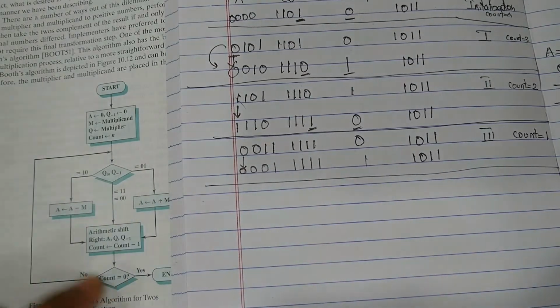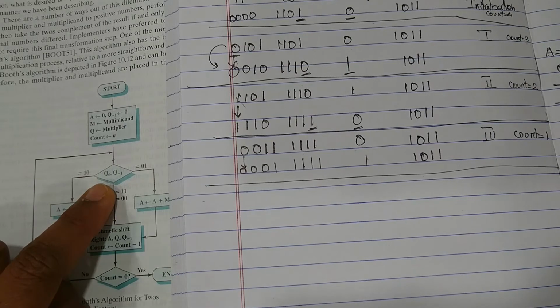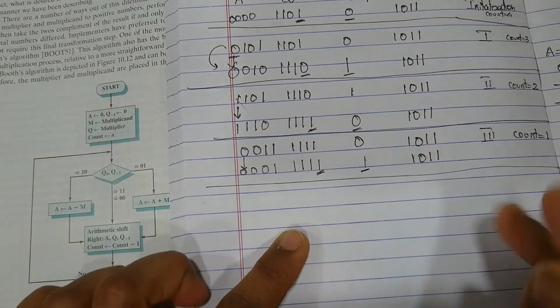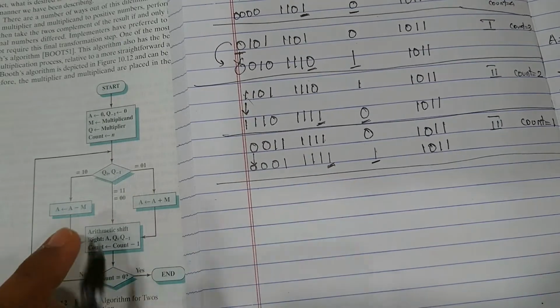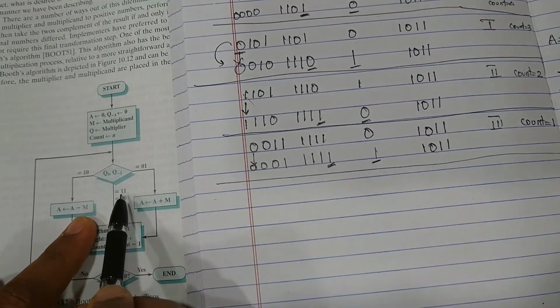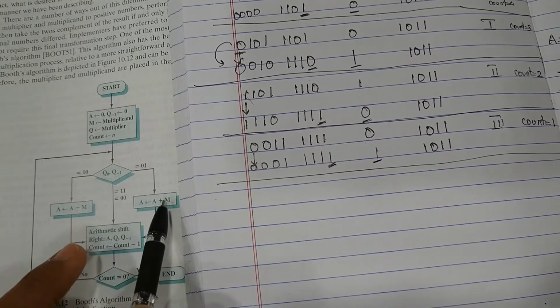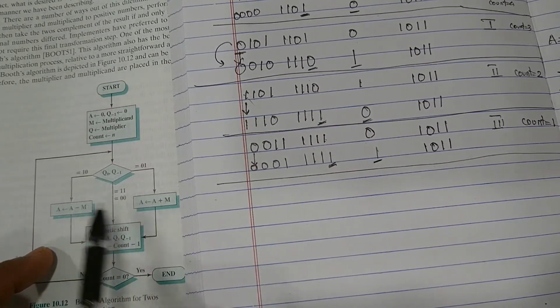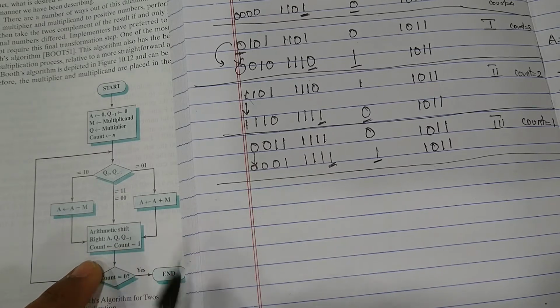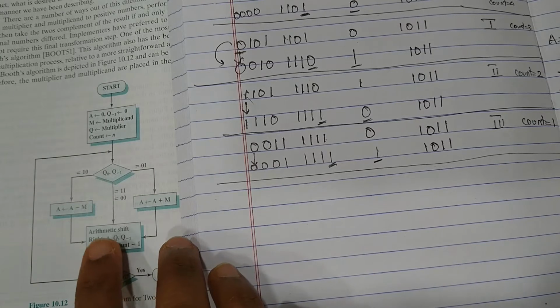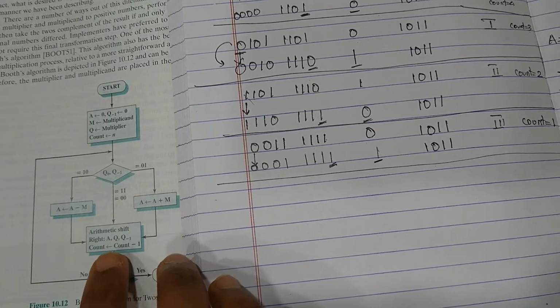Now go back to the loop and check the q0, q minus 1. Now it is the 1 and 1 combination. If the combination is 1 and 1 or 0 and 0, you don't have to do the addition or subtraction. Nothing. You just go straight here and do the arithmetic shift and decrement the count value.